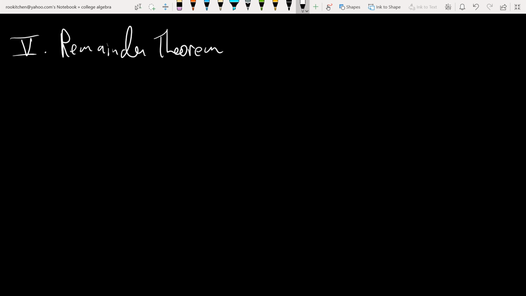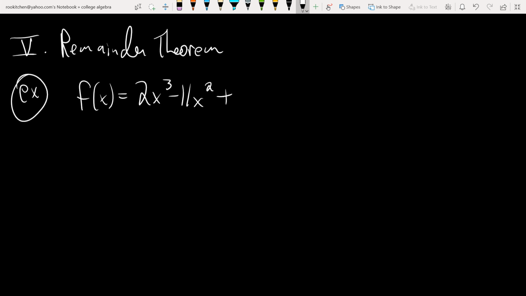And so we're always looking for different ways to do things, and we could use the remainder theorem as a different way of figuring something out. So this is the problem. Somebody gives you this polynomial, 2x cubed minus 11x squared plus 7x minus 5. And then they say evaluate f of 4. Okay. So you could type it into your calculator, right?